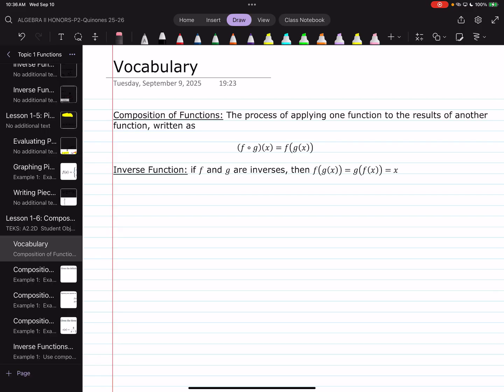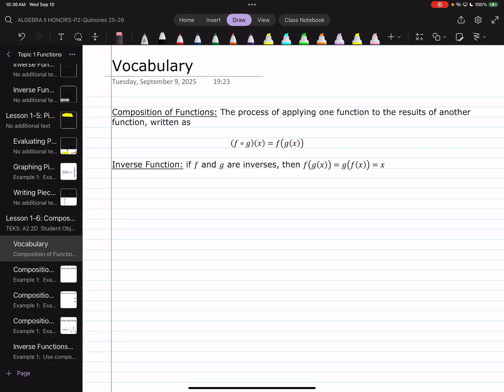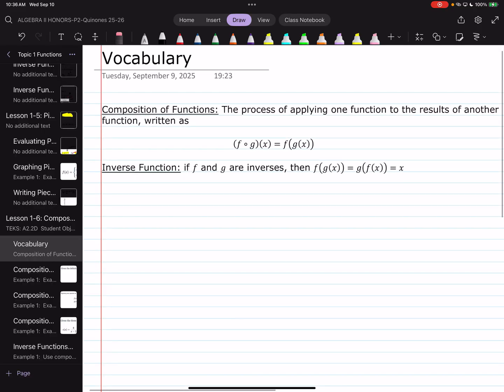I want you to notice that these two things are the same thing, right? Because composition of functions is the process of applying one function to the results of another function. So really what we are doing is, because we've seen this, f of x, where x is our placeholder variable for input.